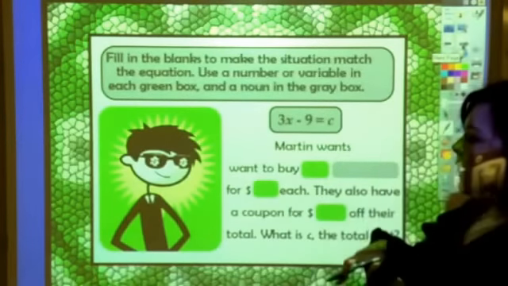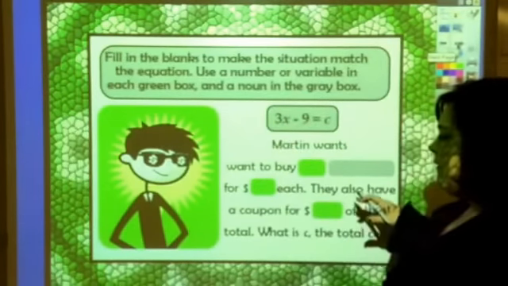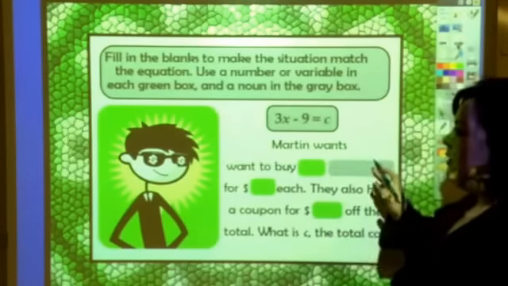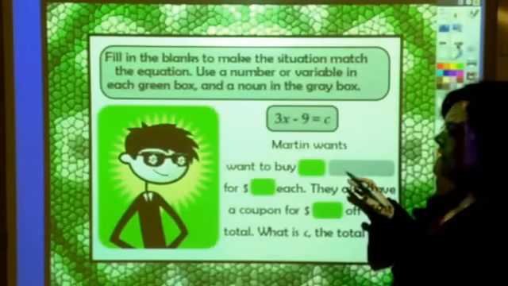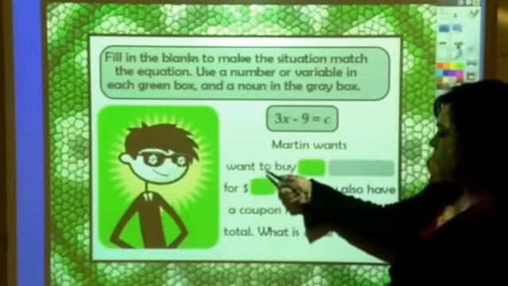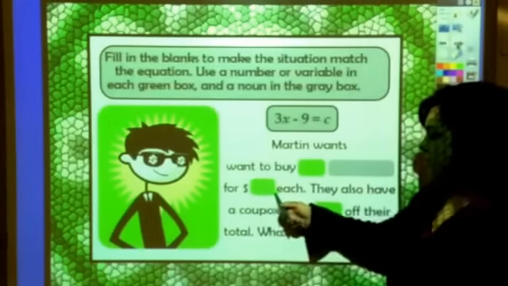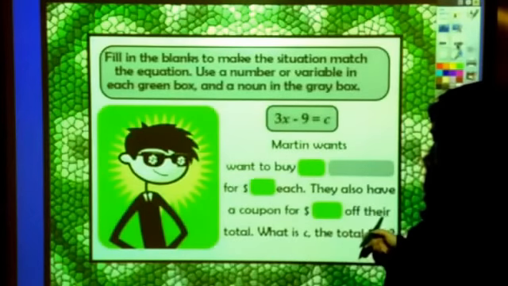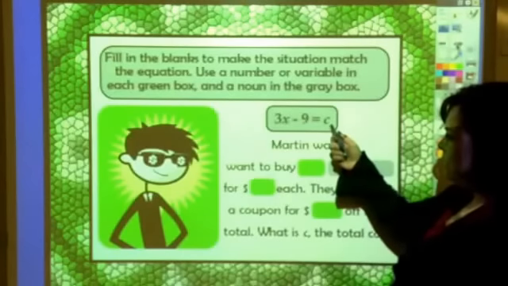So to start out, we're going to give you kind of an outline of what you're looking at. This says fill in the blanks to make the situation match the equation. Use a number or variable in each green box and a noun in the gray box. So Martin wants to buy blank noun for blank each. They also have a coupon for blank off their total. What is C, the total cost? So this is C, the total cost.